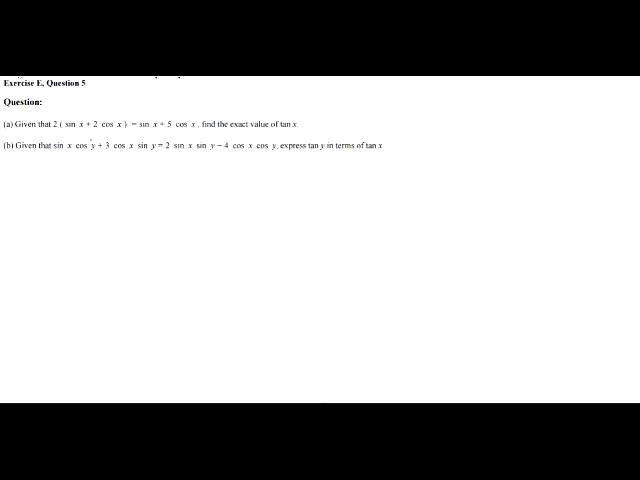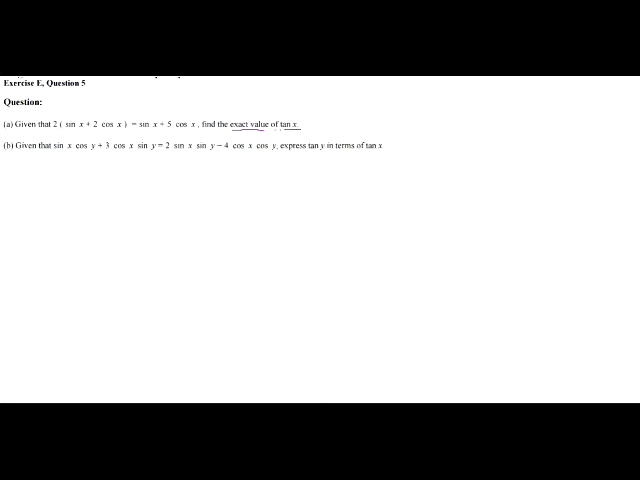Question 5, I really enjoyed this question. Basically, we've got all of this with sines and cosines, and we have to find the exact value. Okay, so what that means is you're not going to be rounding. You could probably write in some sort of surd form or some sort of fraction form of tan x.